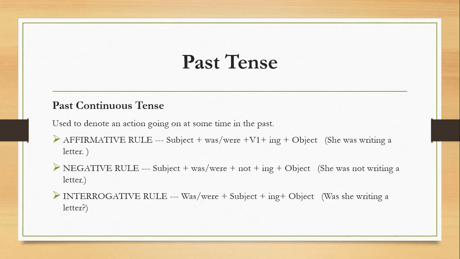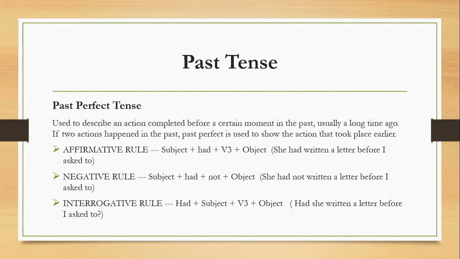Then comes interrogative: was or were plus subject plus V1 plus ing plus object. Was she writing a letter? In negative and interrogative, before ing, we have to add V1. Subject plus was or were plus not plus V1 plus ing plus object: she was not writing a letter. In interrogative, was or were plus subject plus V1 plus ing plus object: was she writing a letter?